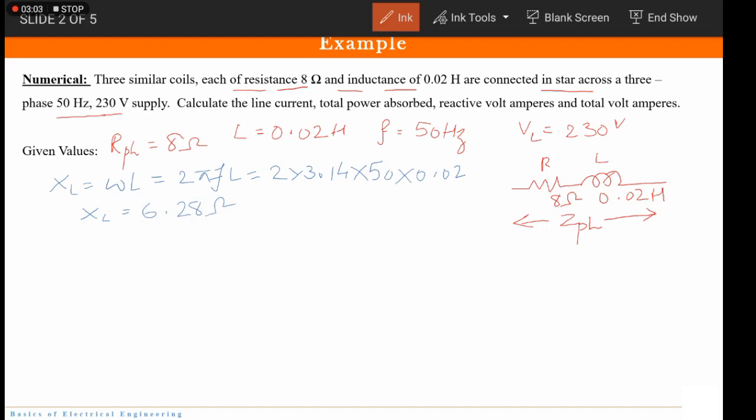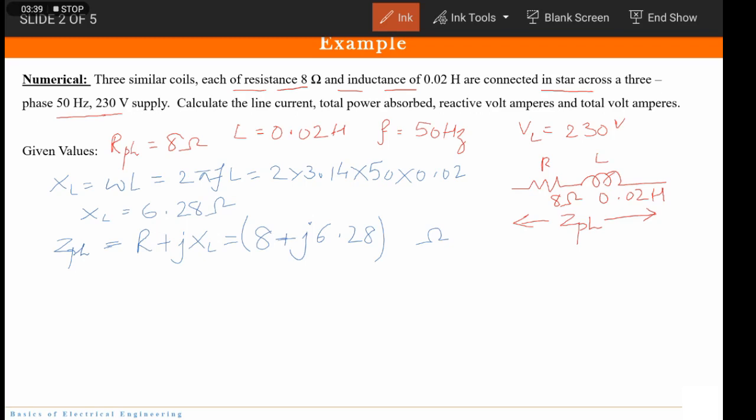Fine. So let us write the load which is connected at the phase. Since it is a series combination of resistance and an inductance, the load will be R plus jXL. So my load will be R, which is 8, plus j XL, which is 6.28. This will be in ohms. So this is Z.